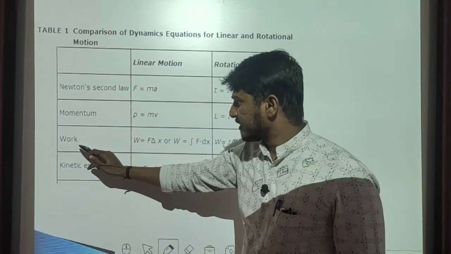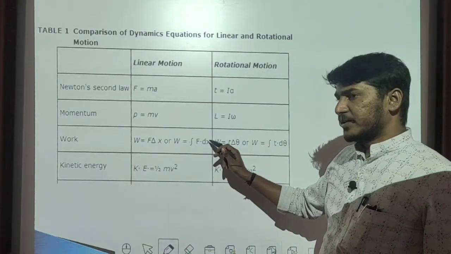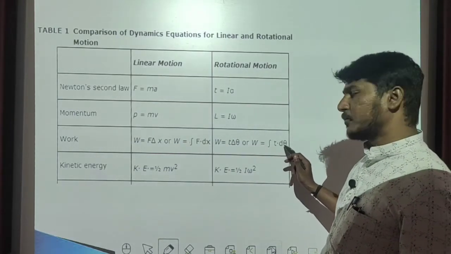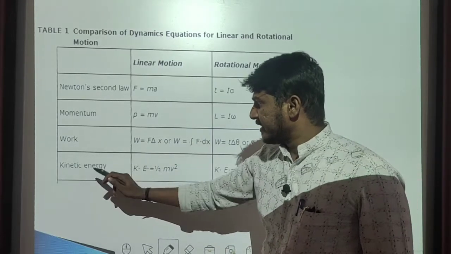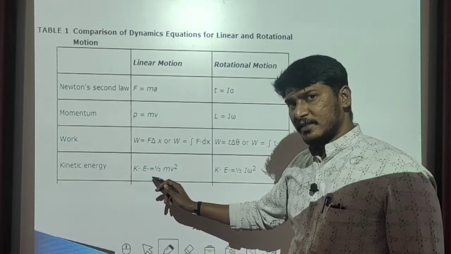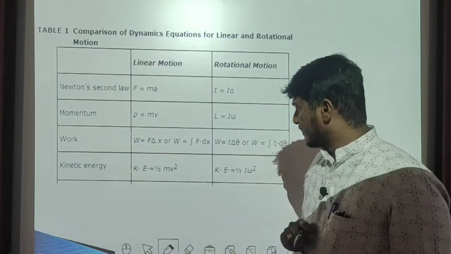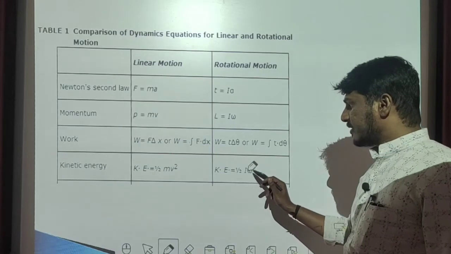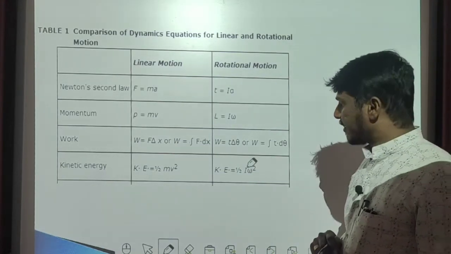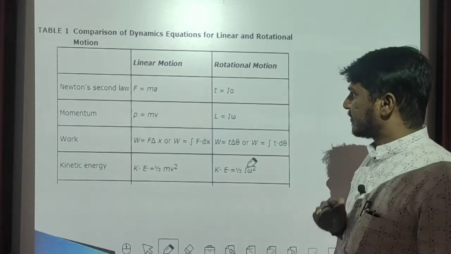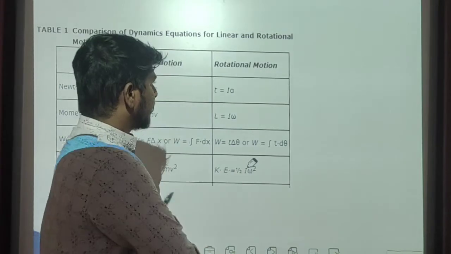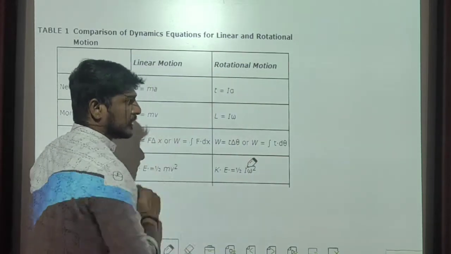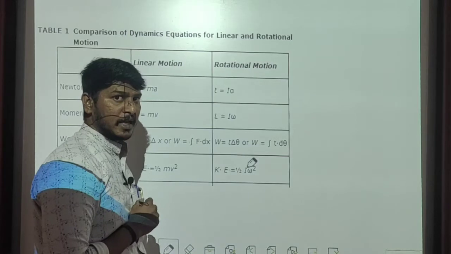In the same way, work is equal to integral of force into dx. In rotational motion, work done is equal to integral of tau into d theta. And kinetic energy, in the case of linear motion, is equal to 1 by 2 mv square. In the case of rotational motion, kinetic energy is equal to 1 by 2 I omega square, where I is the moment of inertia and omega is the angular frequency. Here, one thing we need to remember: we are going to use all these formulas while studying the theory of the ballistic galvanometer.